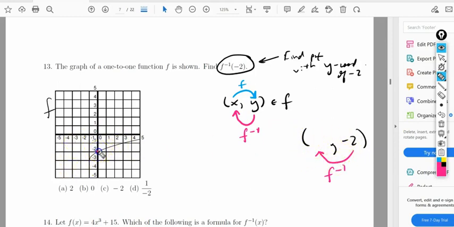So here's my y, and there's the point whose y coordinate is -2, and that is the point 0, -2. So 0, -2 is on F. So F of 0 is -2. F inverse of -2 is 0. So the answer is 0. So the answer to 13 is B.